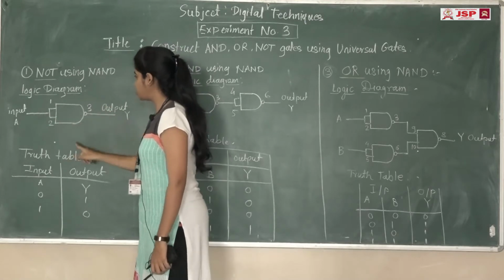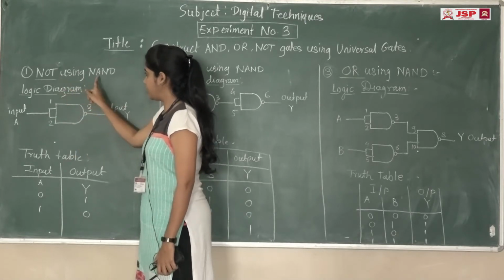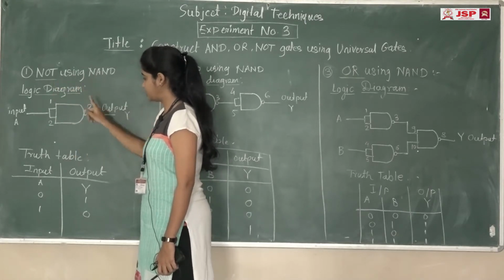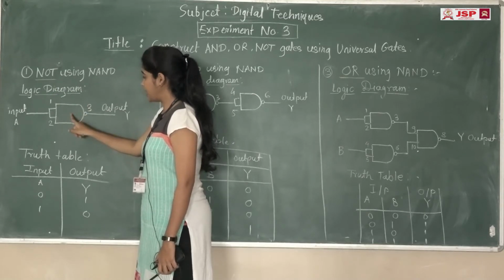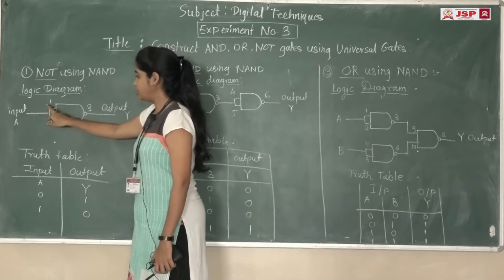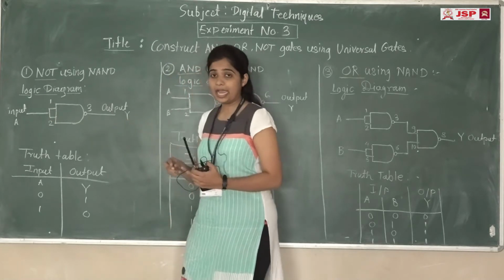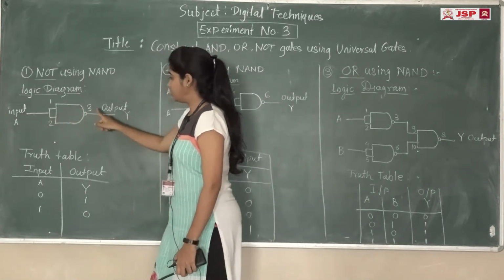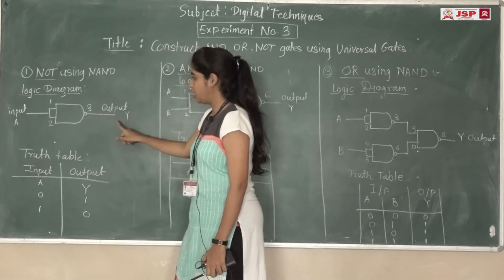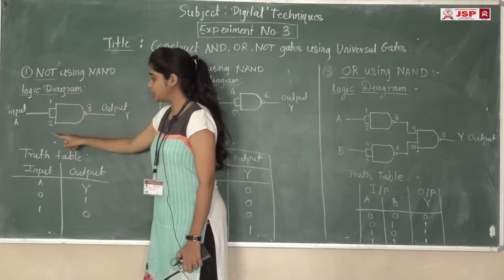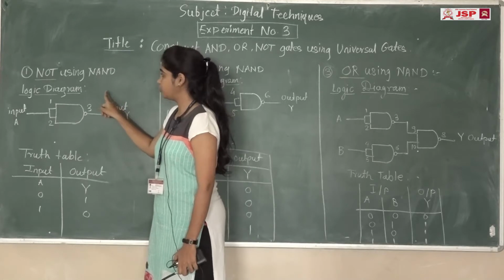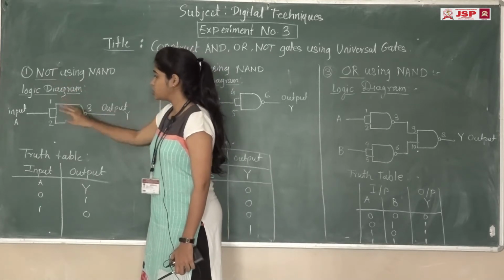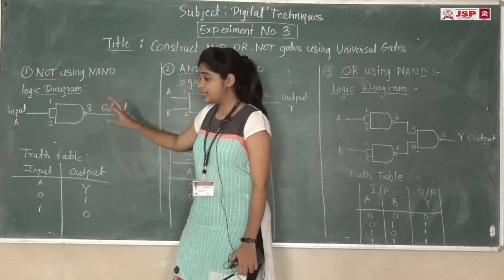So this is the logic diagram of NOT gate using NAND gate. The construction of this diagram is: pin number 1 and 2 of the NAND gate are connected together as an input, and pin number 3 is given as the output. So by using this construction we are designing the NOT gate, and we are getting the output of a NOT gate.